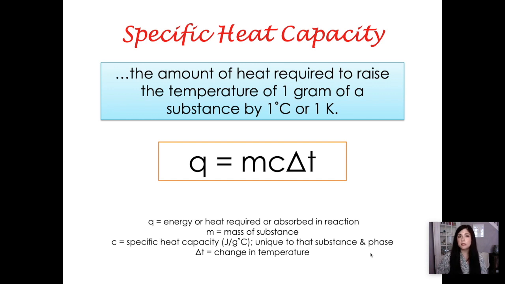So that's what delta means. Whenever you see that triangle, delta is just the change in. So it's the change in temperature. And normally we denote delta T by final minus initial. So the final temperature minus that initial temperature.